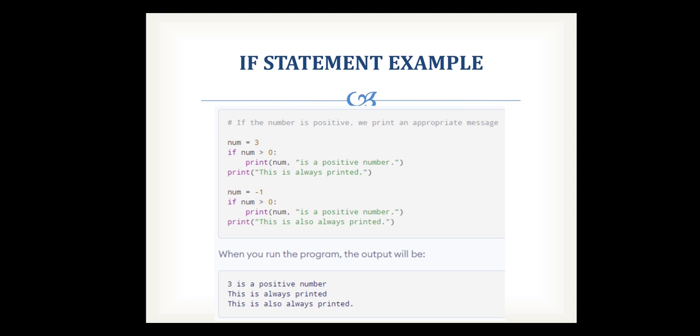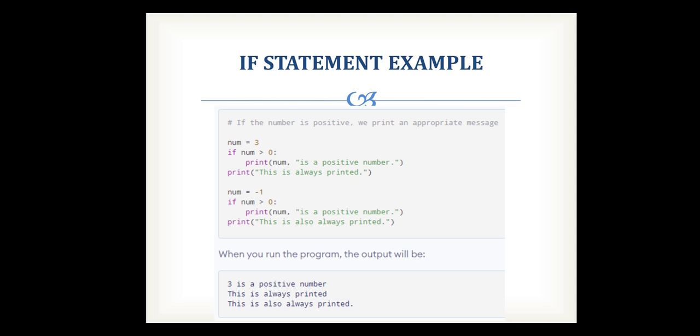See the example. If num is equal to 3, if num is greater than 0, then print "Number is positive". After that the if is closed. After closing the if, you print "This is always printed". Then in the second example, you assign the value -1 to num and perform the same operation: if num is greater than 0, then print "It is a positive number", and the last statement is "This is also always printed".